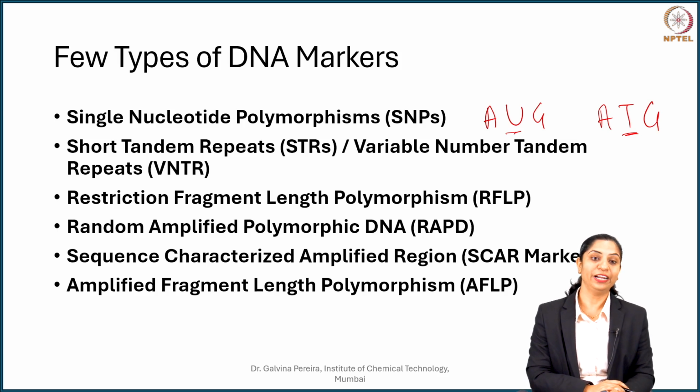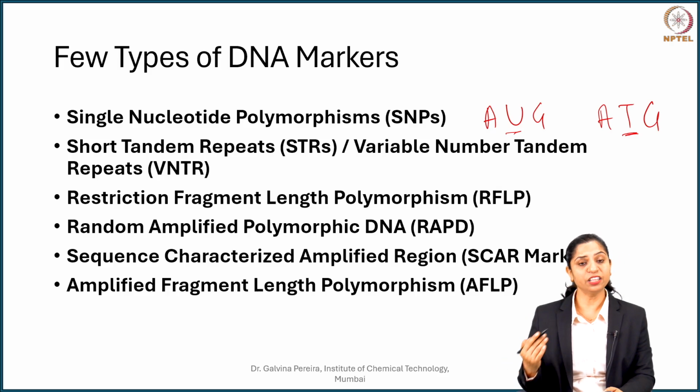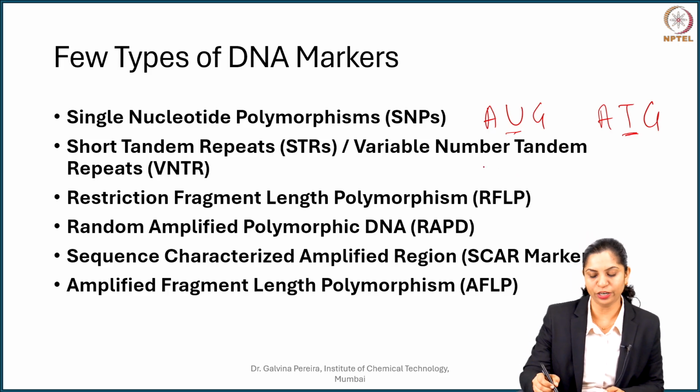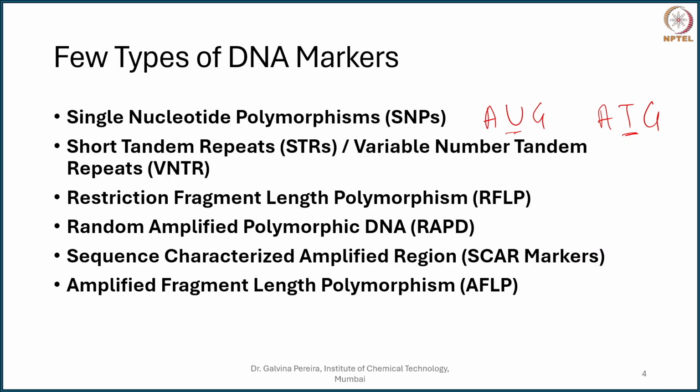You also have what are called short tandem repeats, variable number tandem repeats. Another marker is restriction fragment length polymorphism. These are basically the markers, short tandem repeats and VNTRs. What are STRs and VNTRs? So, I will just give you one example. Say for example, this is your DNA material, okay, and in the DNA material, say for example, I am picking up this whole sequence as 1. So, what I see is AUG continuously keeps on repeating.